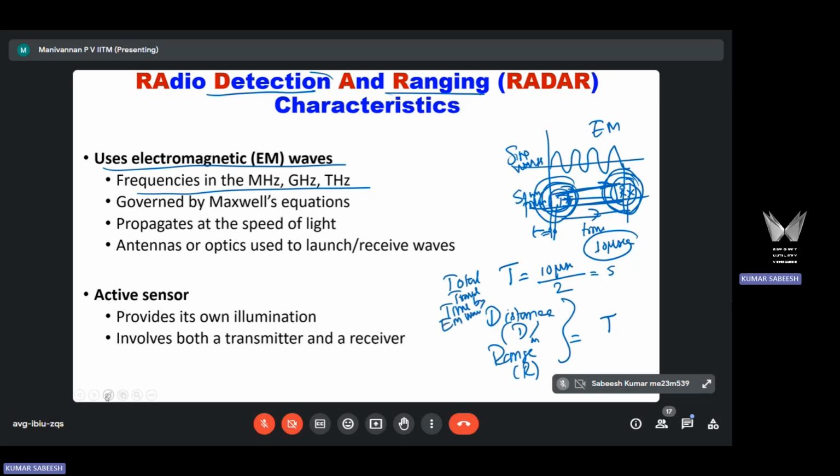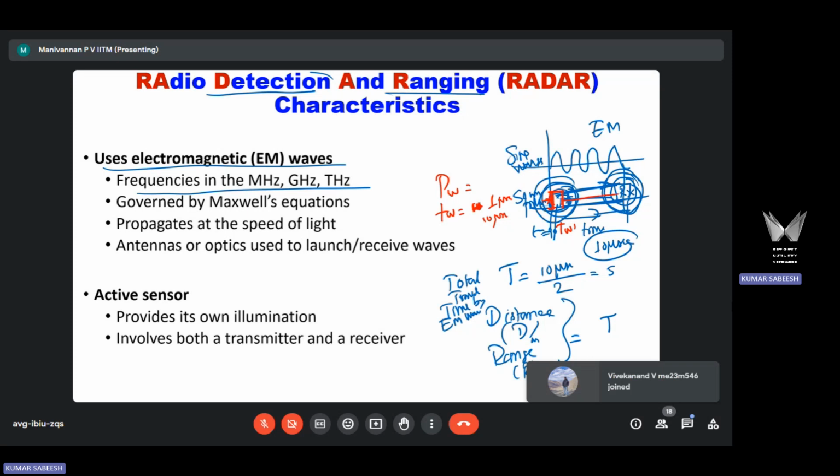We transmitted a pulse at t equal to 0. This is the pulse I am showing as the red pulse, a short-duration pulse. Please note that this duration, T_W, is called the pulse width. T_W can be maybe 1 microsecond or 10 microseconds. Generally, it will not be very big; it will be a short-duration pulse. That is transmitted. Now this wave traveled, hit an object, and was returned back. The green one is the return pulse.